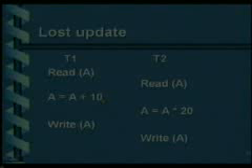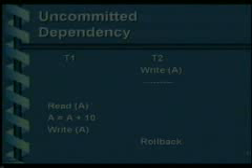The two transactions, if run independently, will not give these results. Suppose T1 is executed first, I get 20, then 20 into 20 is 400. Right? So there is definitely a problem. So the first problem of concurrency happens to be the last update problem. Okay? The second problem of concurrency happens to be the uncommitted dependency problem.